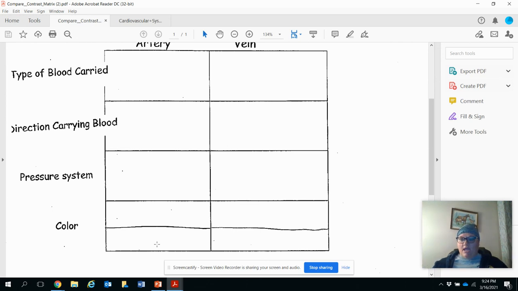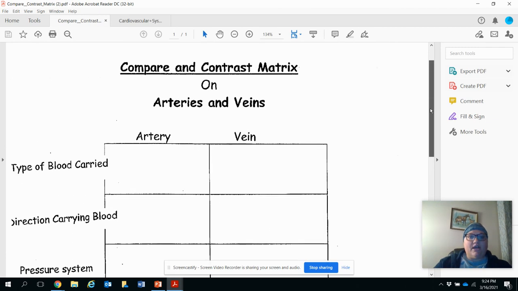And then for color, arteries carry oxygenated blood, which is bright red. If you have an arterial leak, if you happen to be giving a medication or trying to draw blood and you go too deep and you get to an artery, that blood is bright red. Looks way different than venous blood. So bright red blood for arteries, and then a darker burgundy type blood for the deoxygenated blood from the veins. All right, so that is our compare and contrast matrix.